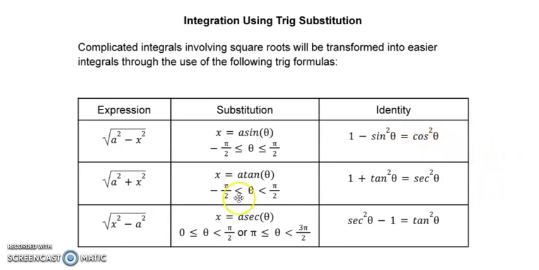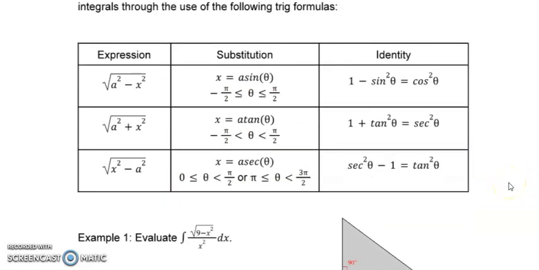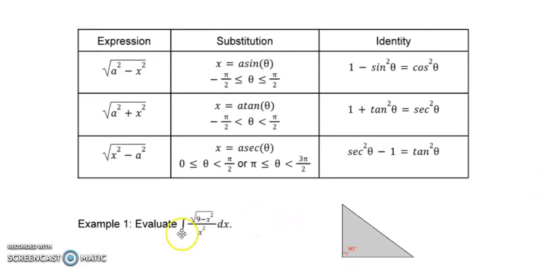So this table just tells us effectively which substitution you need to use and when it's okay, and which identity you need to use. So this is really a reference table more than anything. Your job when you take a look at a problem like this first one says we're going to evaluate the integral of the square root of 9 minus x squared over x squared.